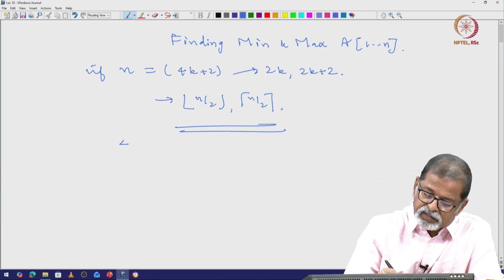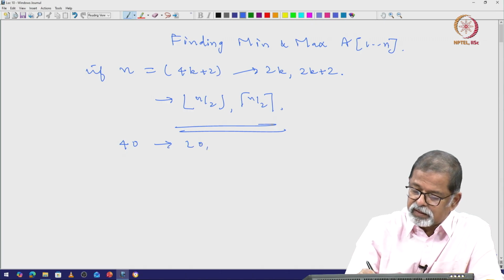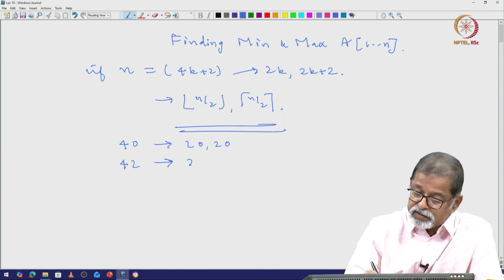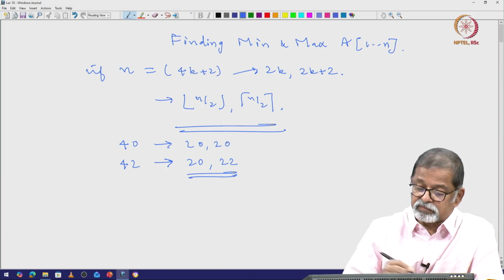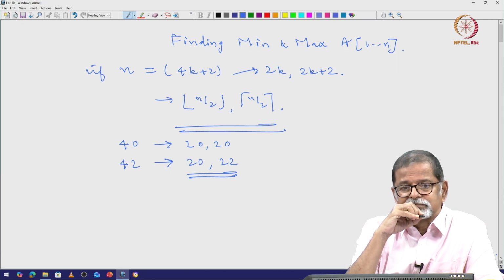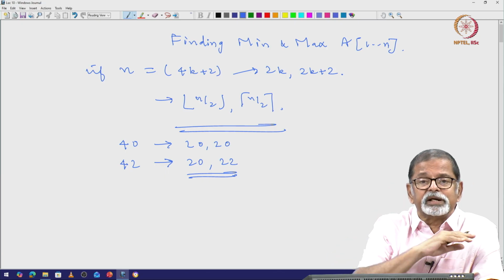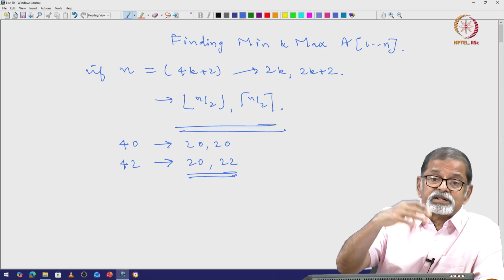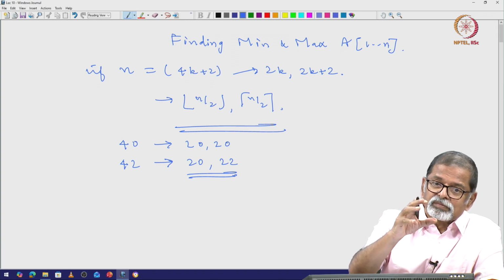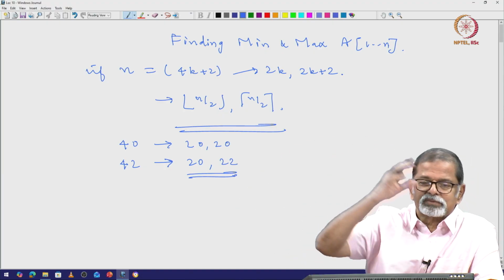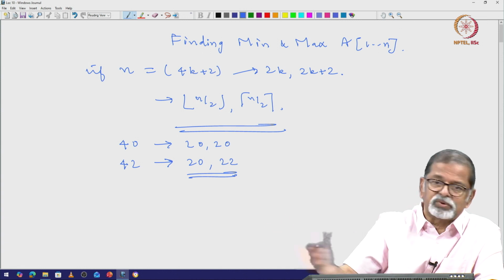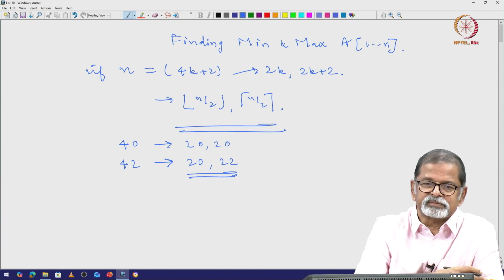So, if it is 40, it will be split as 20 and 20. If it is 42, it will be split as 20 and 22. An even number will be split into smaller even numbers, and that even number will be further split into smaller even numbers. In this way, the smallest even number being 2, an even node will expand to have only 2 as its children, 2 as its leaf.